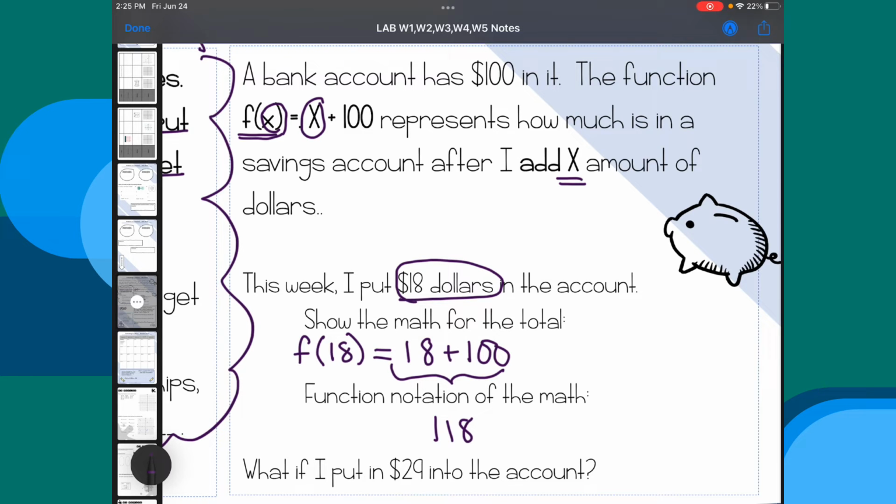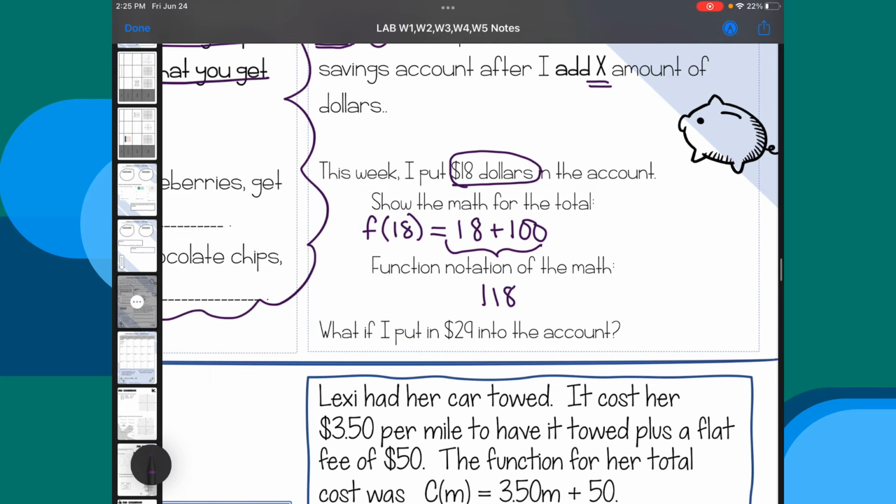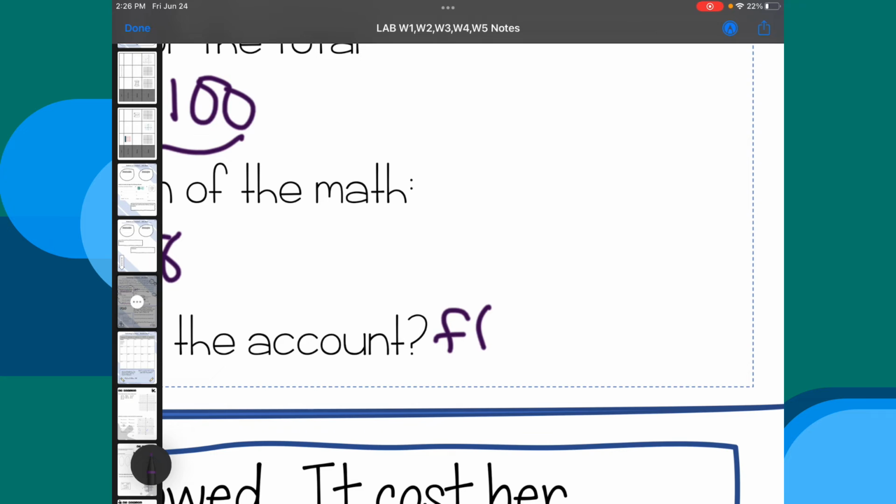What if we put something different into the account? What if we put $29 into the account? Then we would have to find what is f of 29. That would be equal to 29 plus the $100 that's already in the account, giving us a total of $129.